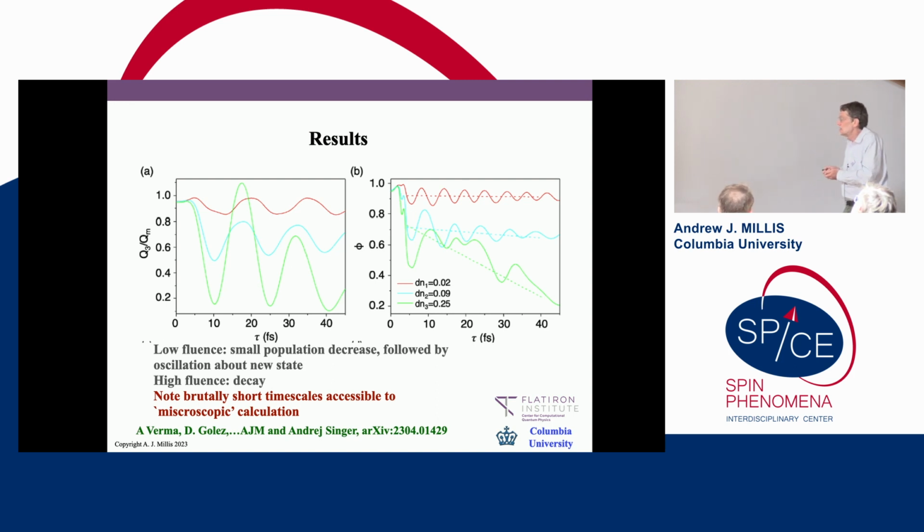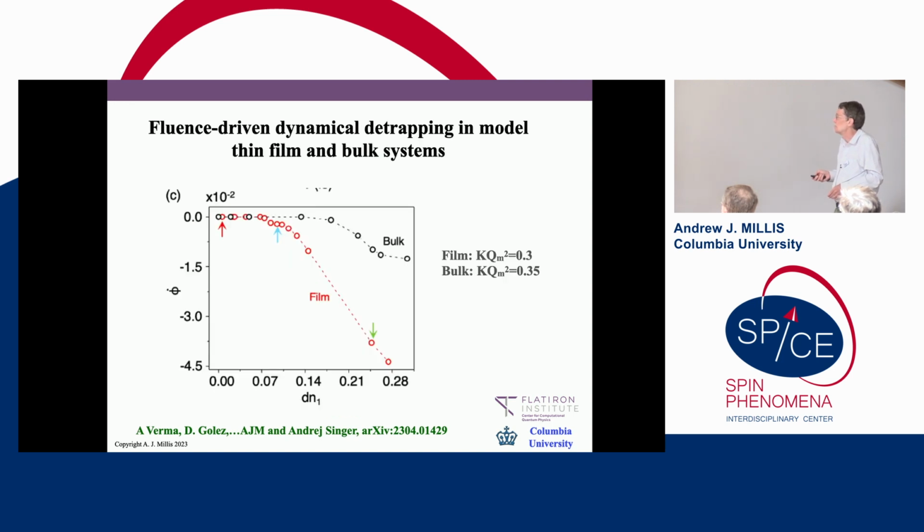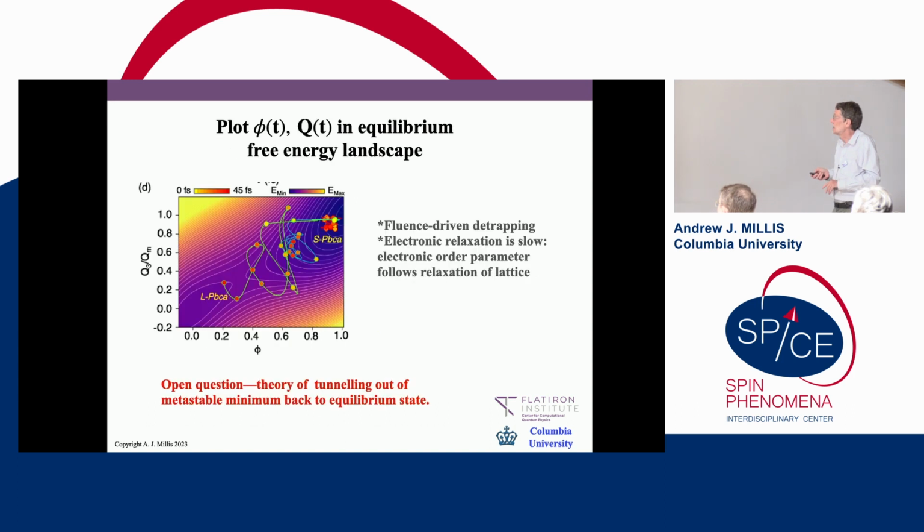Now, you will notice that these time scales are femtoseconds. To get even to this scale, we had to make a further approximation, which is that we reduced the phonon mass so that the lattice time scale was short enough that we could live with it. That's why you see these oscillations are basically the phonon frequency in our calculation, and they're on the 5 to 10 femtosecond time scale. All right. But still, what you see is a fluence-driven dynamical detrapping.